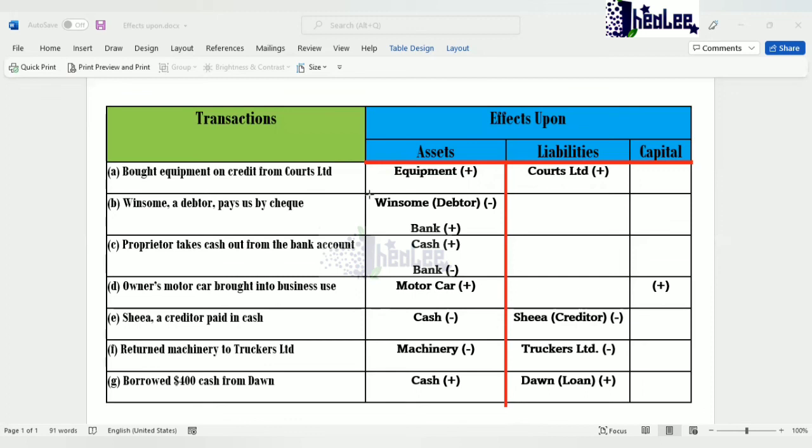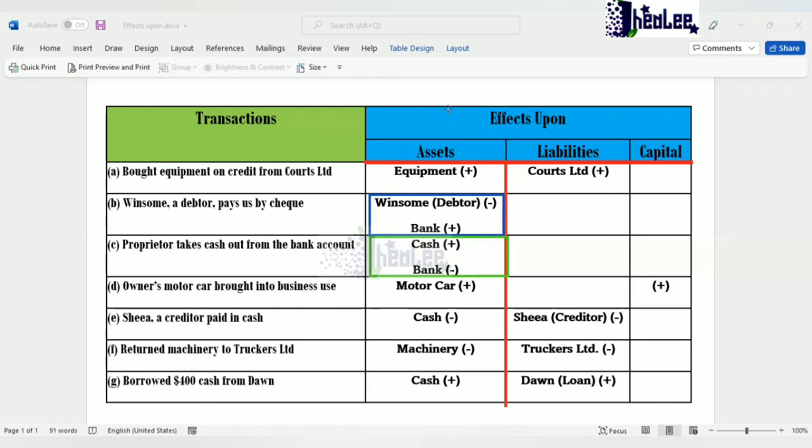When there's a transaction that affects two assets, like in this case, one will be increasing and one will be decreasing. Here's another case where we have two assets affected by the transaction. Look at this, one increases and the other decreases.